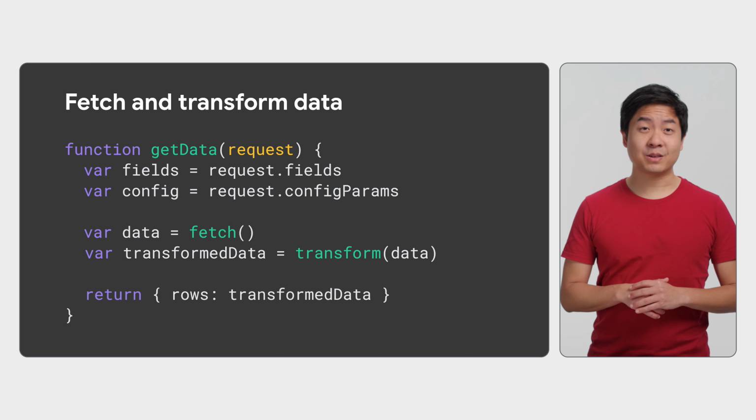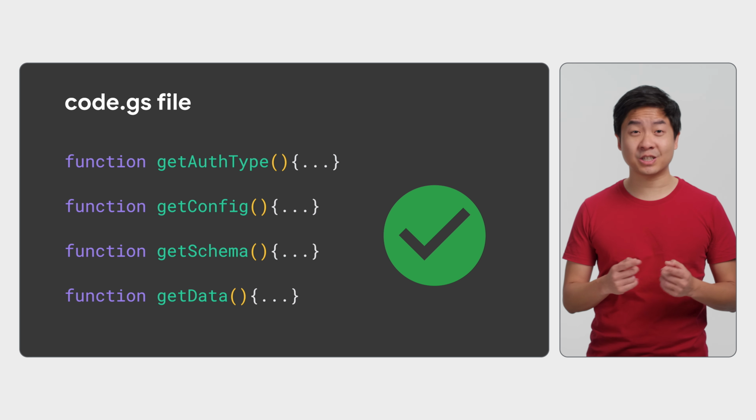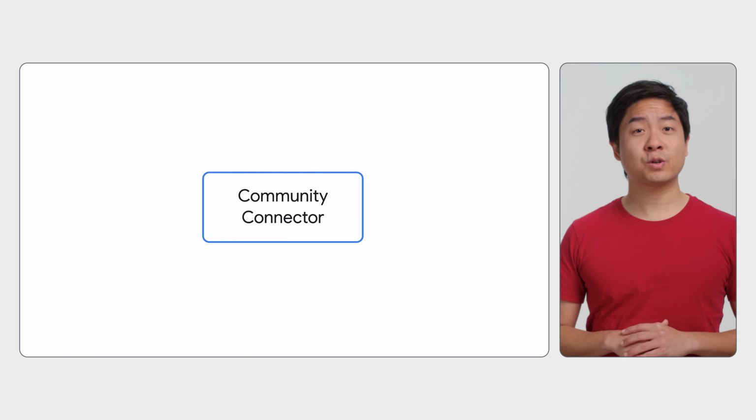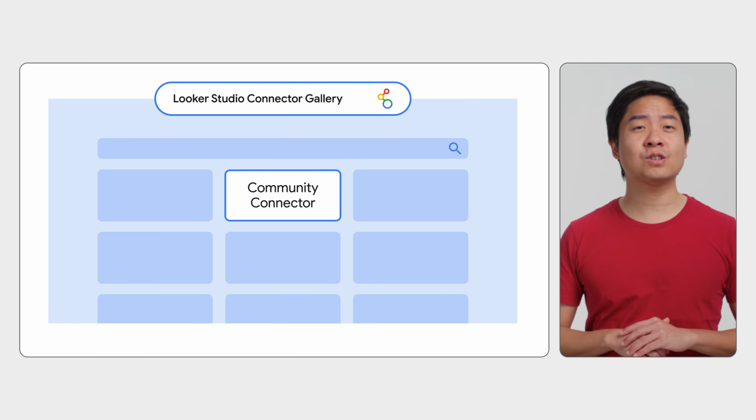You can then make use of AppScript's development environment to deploy your connector code and try it out in your own report. Once you've created a community connector, consider publishing it to the Looker Studio Connector Gallery so others can use it.